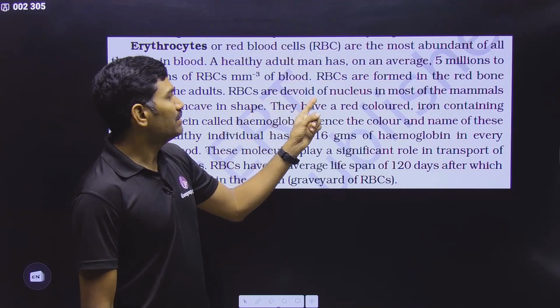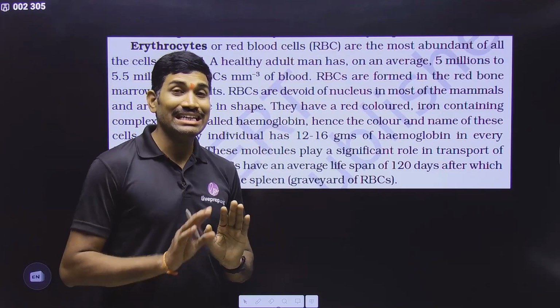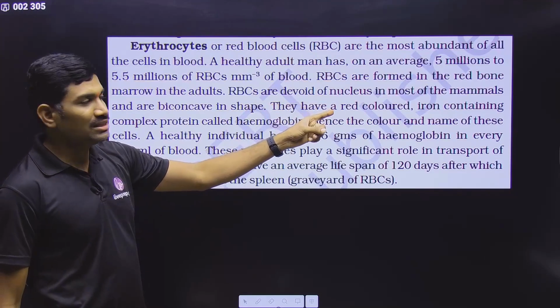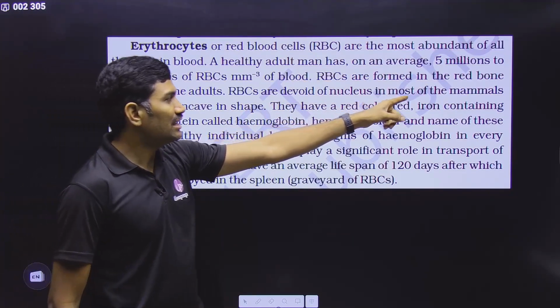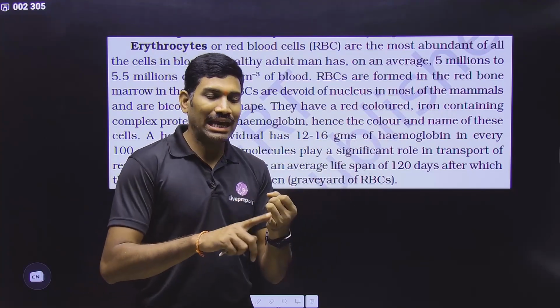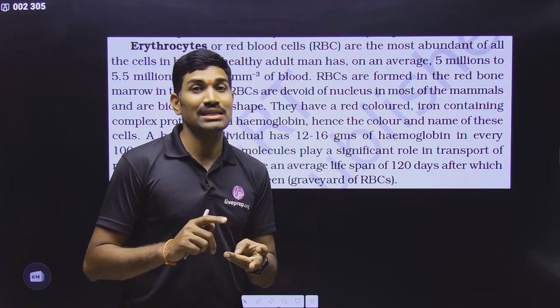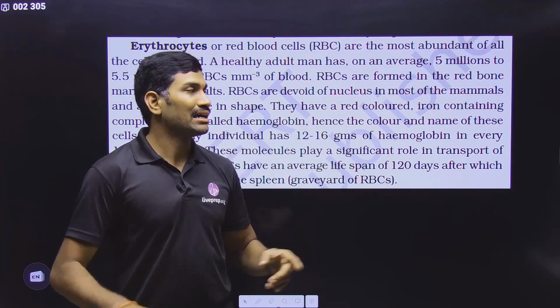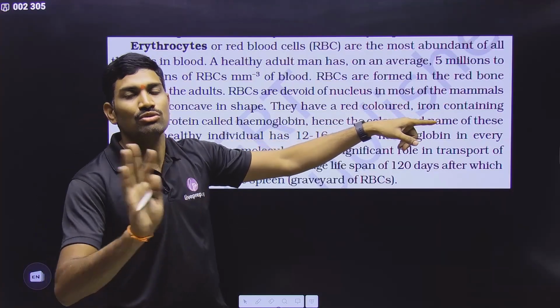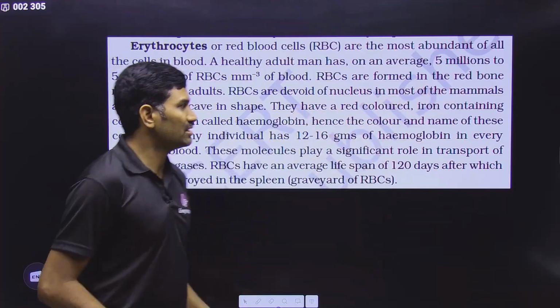Next one. RBCs are devoid of the nucleus. Devoid of nucleus means the nucleus is absent. In most mammals, the nucleus is absent in RBCs. Why are they saying most? Because camel and llama are mammals, but still they have a nucleus in their RBCs. That's why for most mammals, mature RBCs do not contain the nucleus.